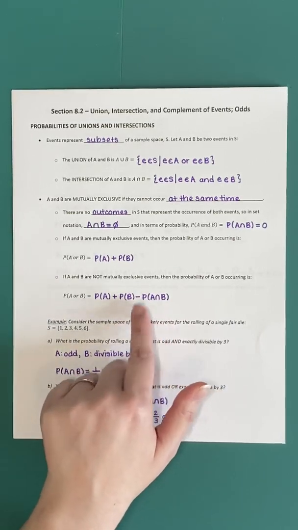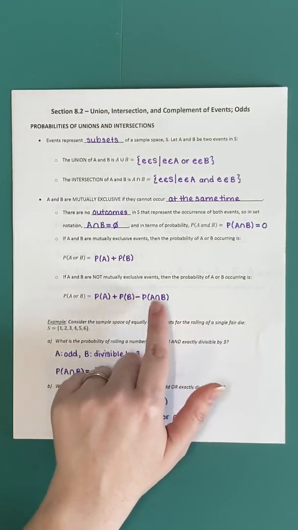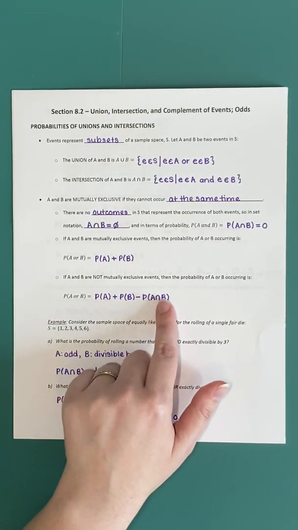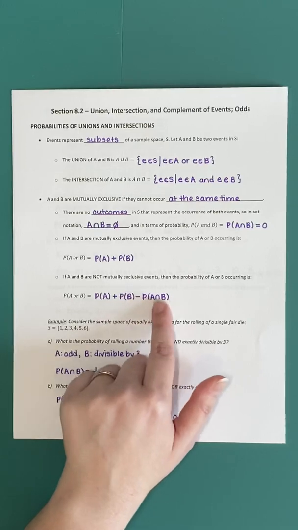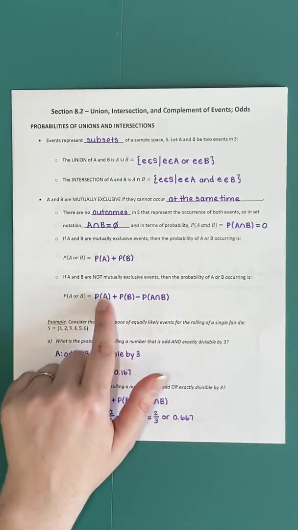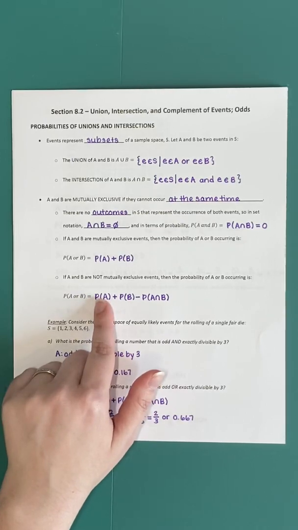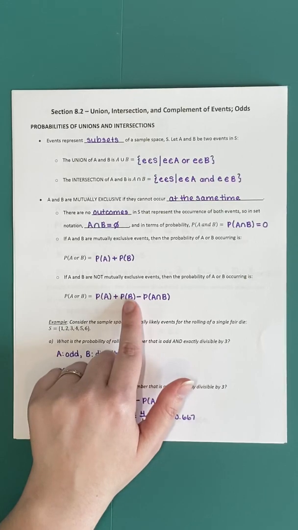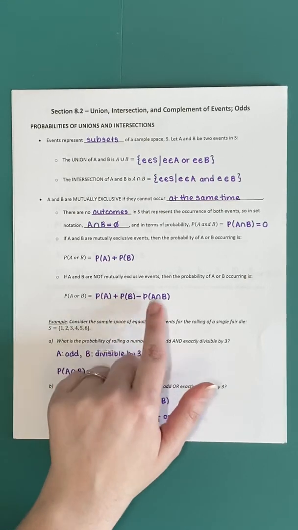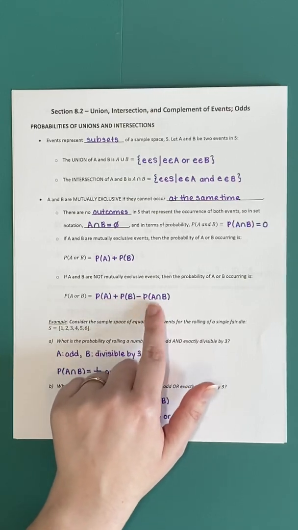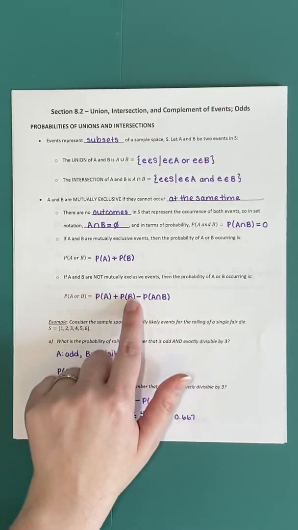Why is this? Well, this particular probability is representative of all the outcomes that are in both A and B at the same time. Think about those particular outcomes. They're in A and B at the same time, which means they were counted as part of this probability because they're in A, but they were also counted as part of this probability because they were in B. So the particular outcomes for which we've calculated probability here were calculated twice.